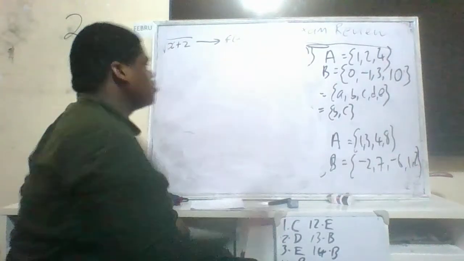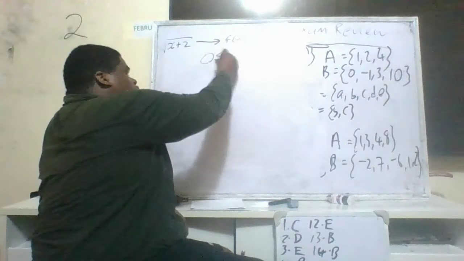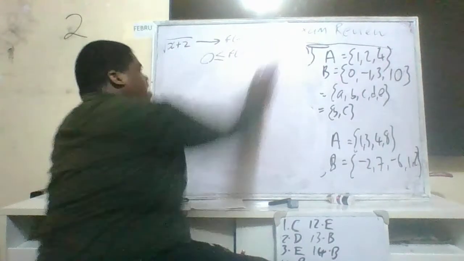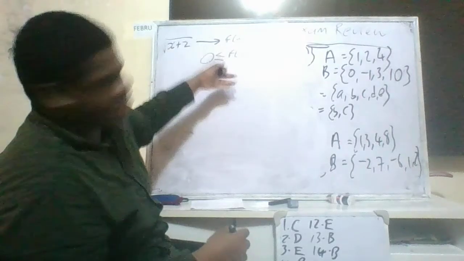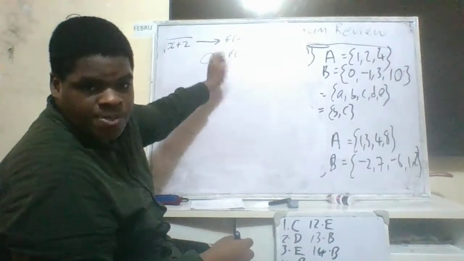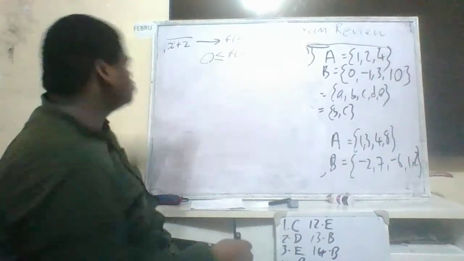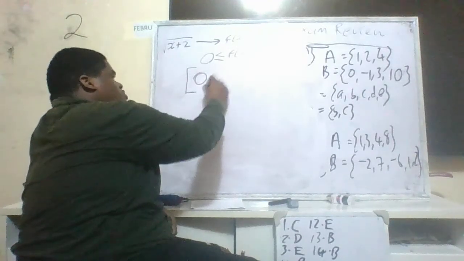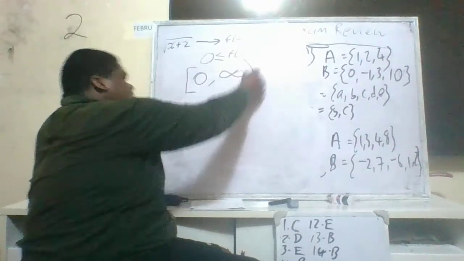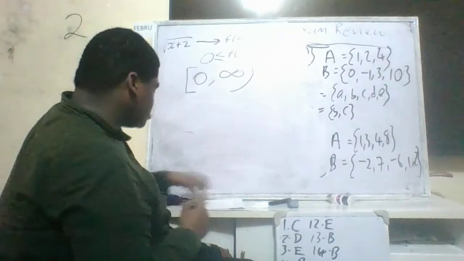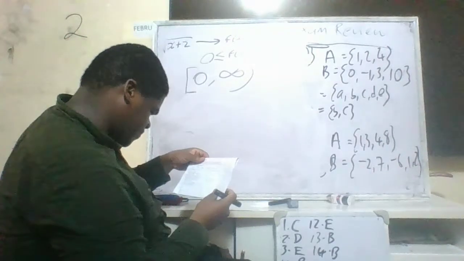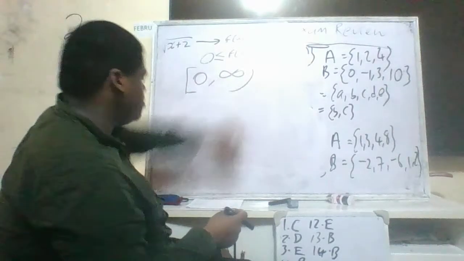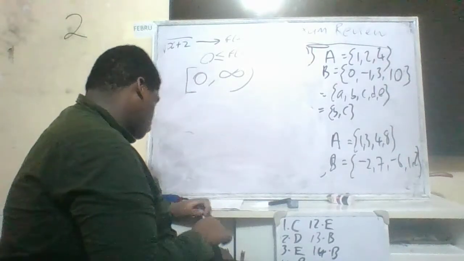Since it's greater than or equal to 0, you have 0 is less than or equal to f of x, which should be less than infinity. And now we're correct. It should be less than or equal to, not just strictly less than. So we have this type of bracket, 0, comma, infinity, then circle bracket. And this corresponds to option B, square bracket 0, comma, infinity. So option B.